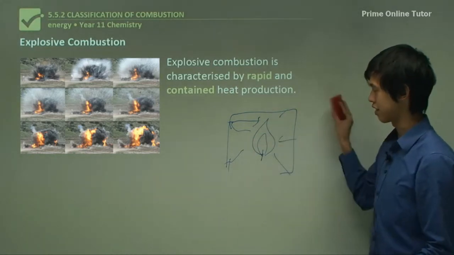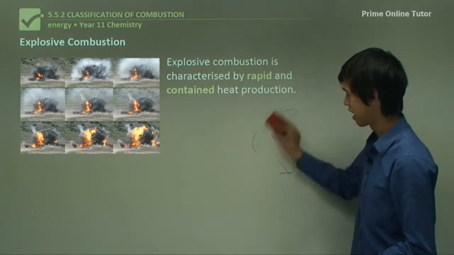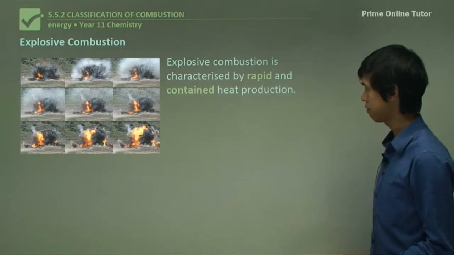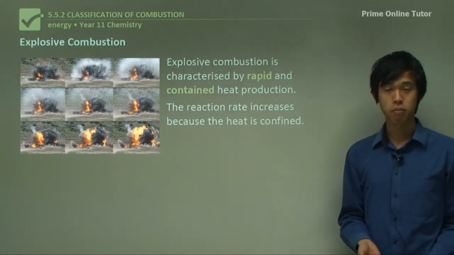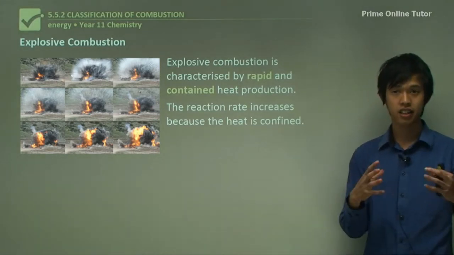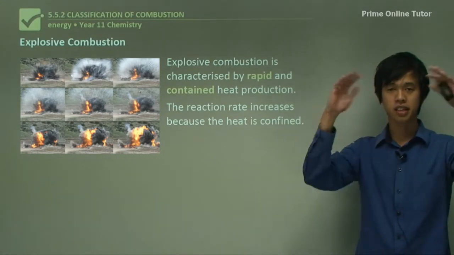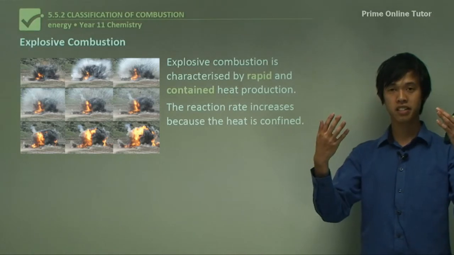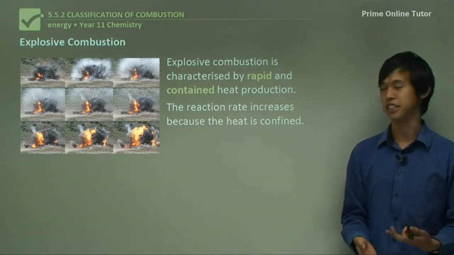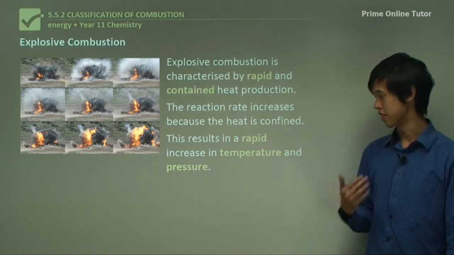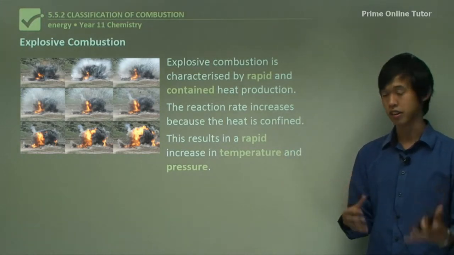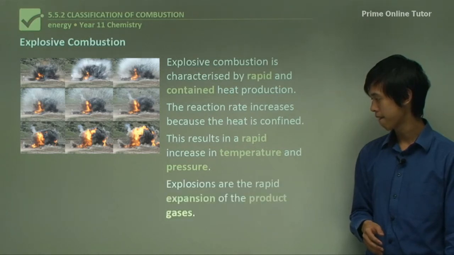The heat gets stuck in a small area around the flame, okay? Now the reaction rate increases very rapidly because the heat is confined, and then the temperature goes up. So because the heat is confined, the temperature increases, which increases the rate of reaction. So this results in a rapid increase in temperature and pressure. So the pressure goes up very rapidly.